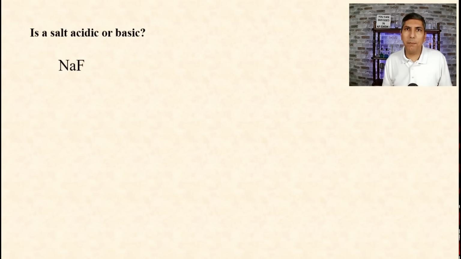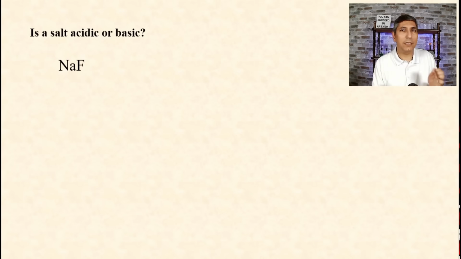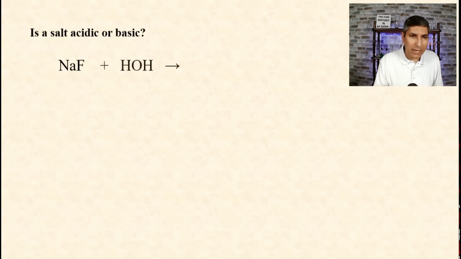Now, every now and then on the AP exam, they'll ask you questions about this. They'll give you an ionic compound, perhaps a random ionic compound, and they'll ask you, is this ionic compound or is this salt acidic or basic in its nature? And there's a little trick that we can do to figure that out. It's actually quite simple. All you have to do is take that ionic compound and add it to water.